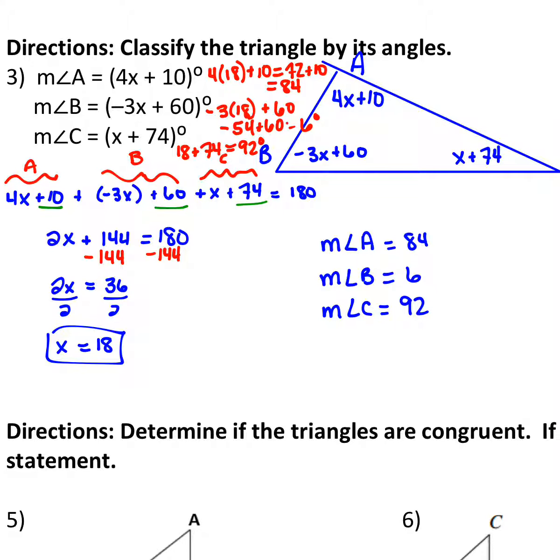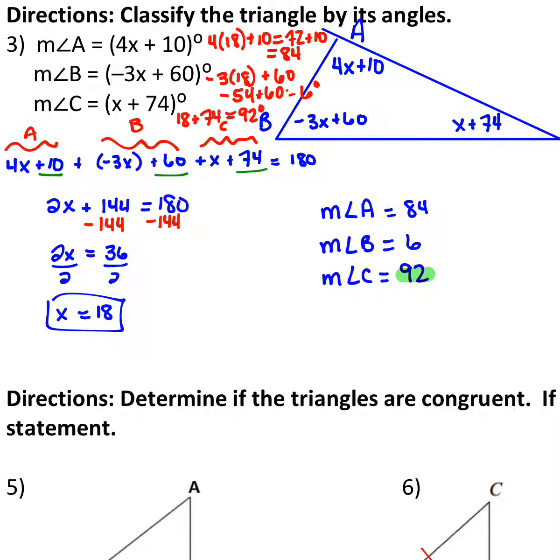So our largest angle is 92. So we're going to classify this triangle as obtuse. Anything above 90 is obtuse. So when I get that, I'm also going to go ahead and classify it by its sides. So if none of my angles are congruent, I then know what about my sides? If none of my angles are congruent, none of my sides are congruent, so that makes it a scalene.